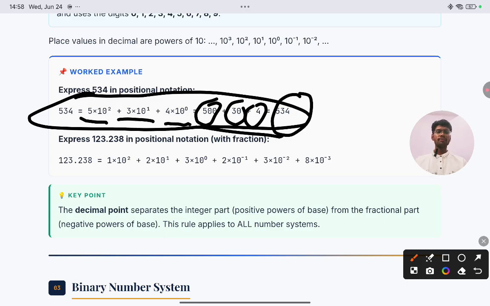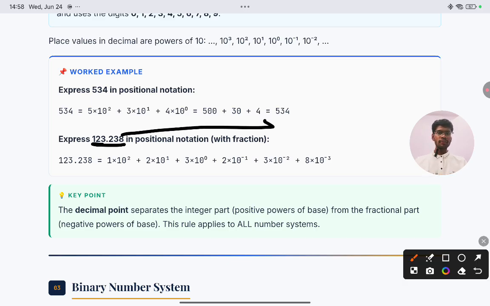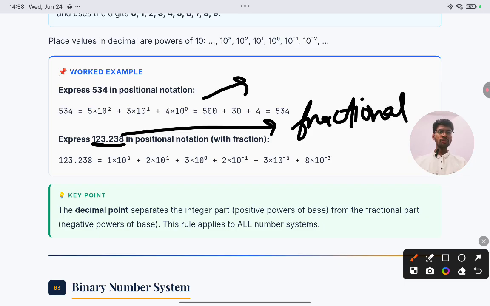And if the question is to express 122.238, this is a number with a fractional part. The earlier one was only a normal integer, but this has a fractional or float part that we discussed. So in positional notation, how do we represent this?